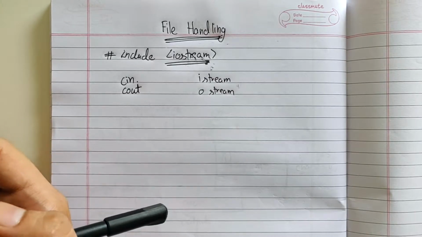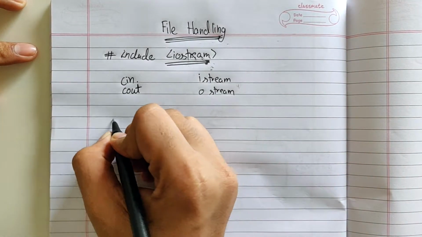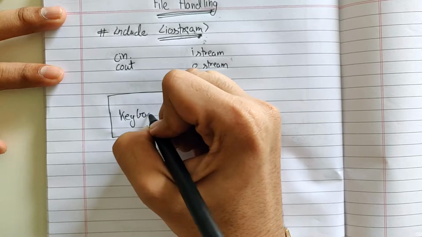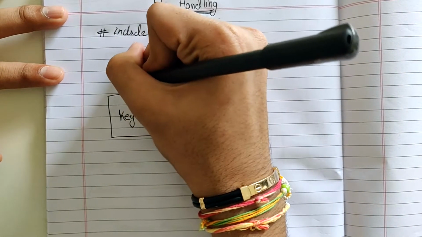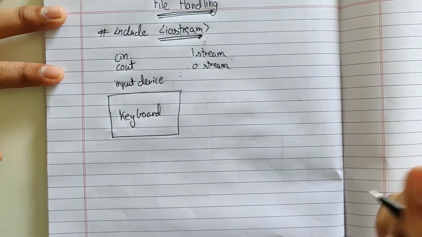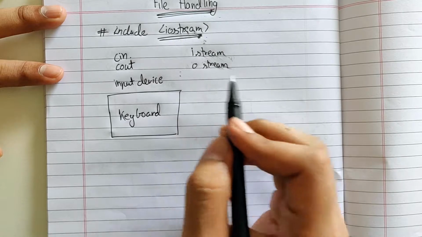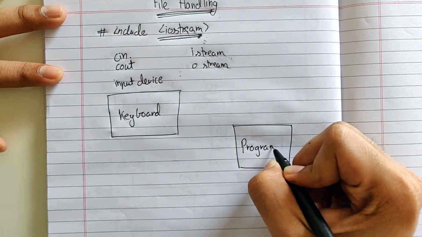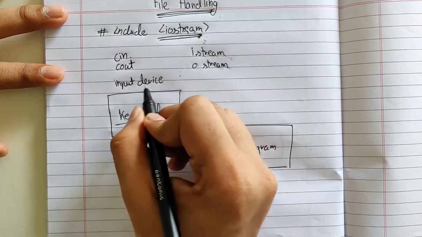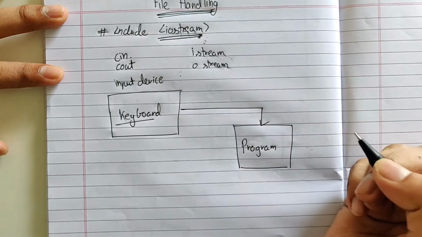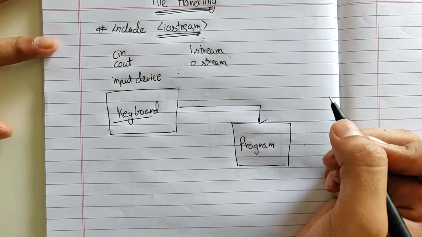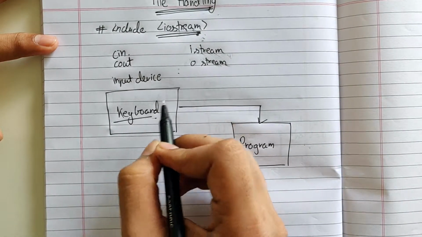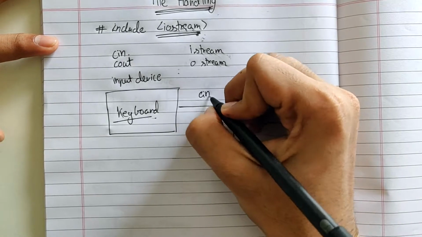Okay, so to put this into a diagram, we'll draw a diagram. This is our keyboard. Now the keyboard is our input device. Anything where we have to give input to our code. So this is our code. Code is our program. If we want to give input, we'll use the keyboard, which is an input device, and it gives the input to the program. Say for example, you wrote a cout statement which says enter a number. So the input is given by the keyboard, and the program receives it using a cin statement.